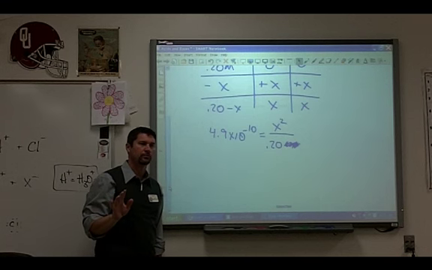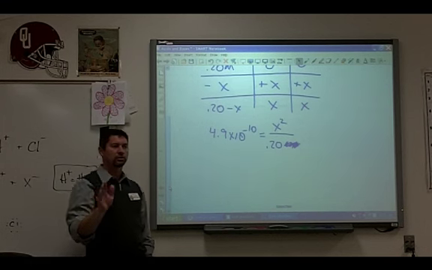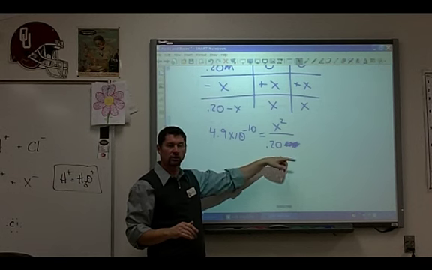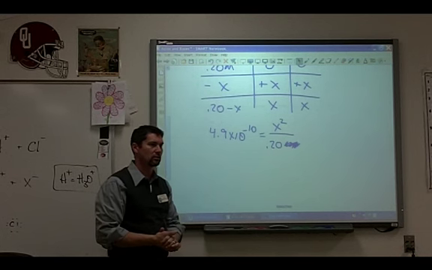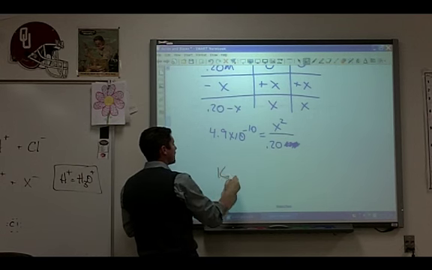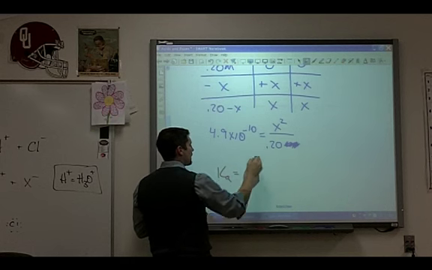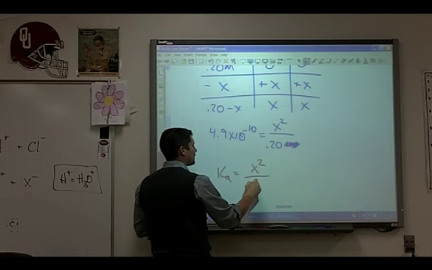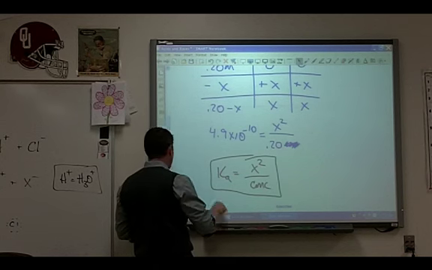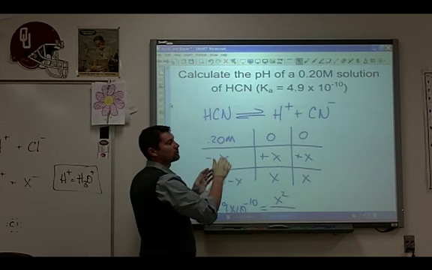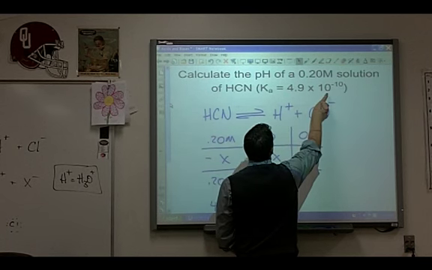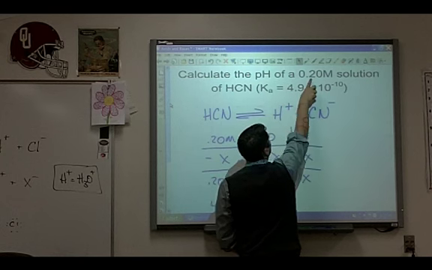Alright, everybody watch. The majority of the time, you're going to be able to do this right here. So I don't even do an ICE chart anymore. I just go, it always does this. Whatever your Ka is, it's always going to be x squared over whatever the concentration is. So when I see this problem at the very top, I don't do ICE charts anymore. I just say to myself, okay, Ka equals x squared over concentration.